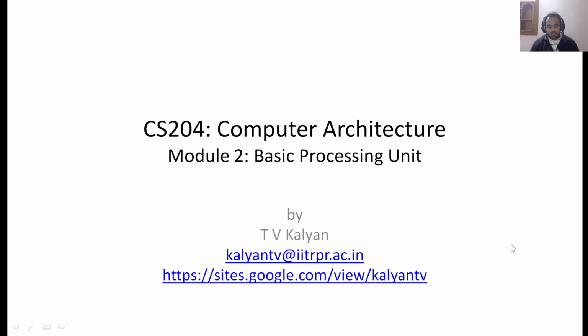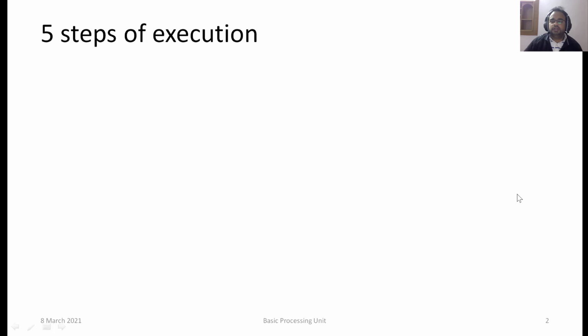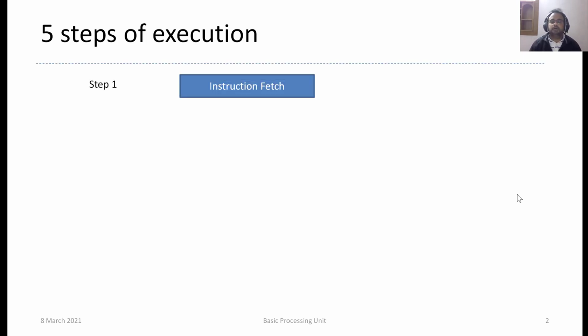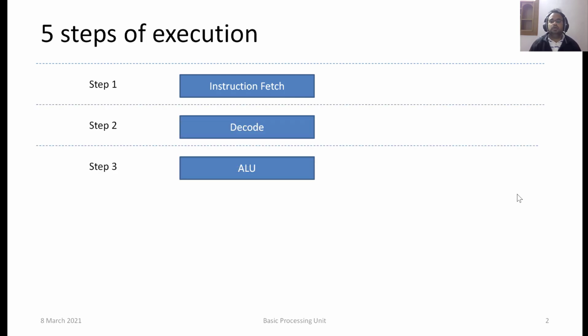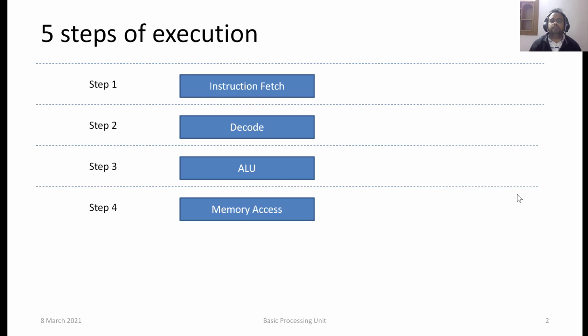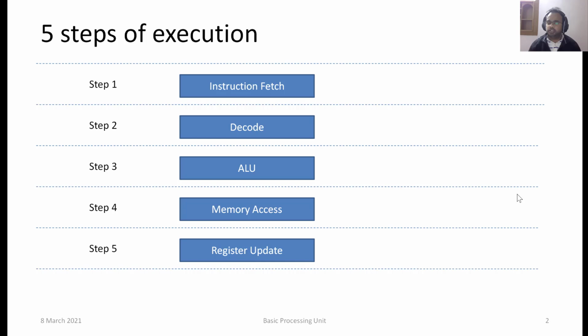Hello students. In the previous lecture, we started looking at how an instruction would be executed at the hardware, right? So we left with a thought that typical execution would involve 5 steps, namely fetch, decode, ALU, then the fourth step would be the memory access, and the fifth step would be the register update.